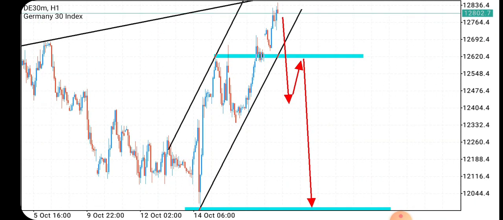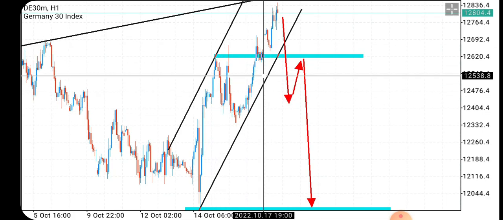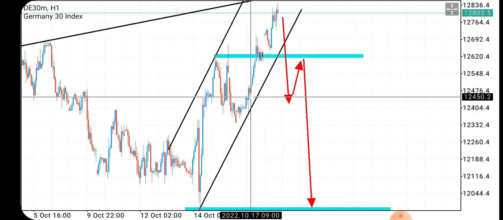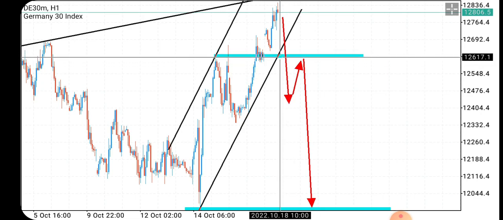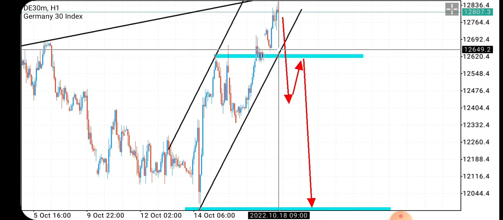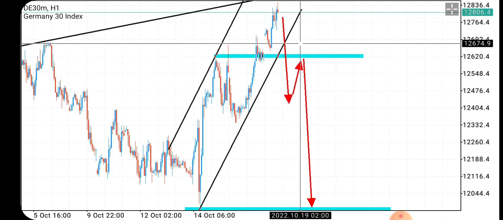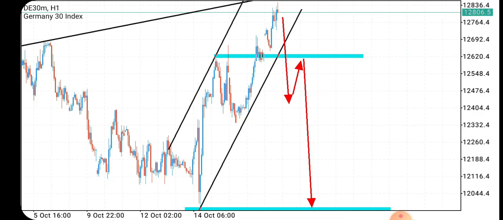So should the market do something like this, it will be breaking the structure of this overall bullish market, right? This small bullish market over here. So should it cross below this zone over here at 12,617, it will be a confirmed break of structure, and you're going to expect a retest and a further push to the downside, right? Further push to the downside.